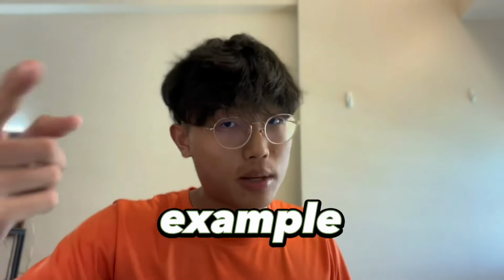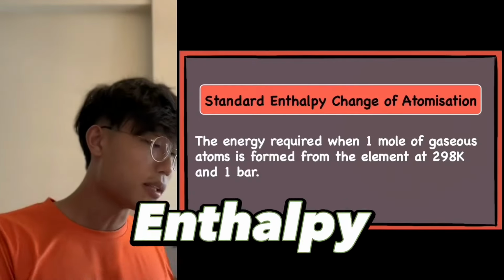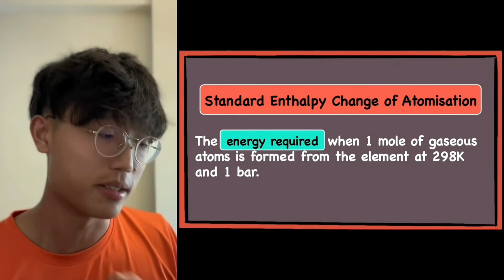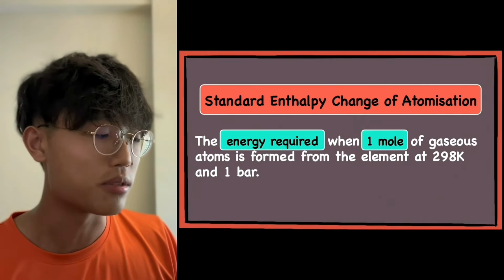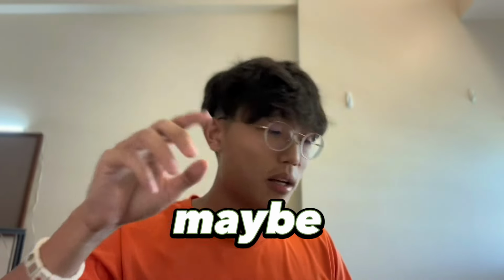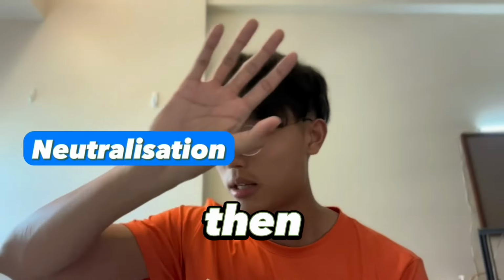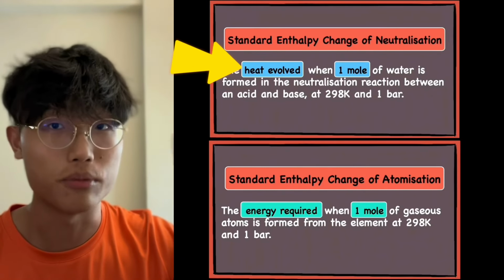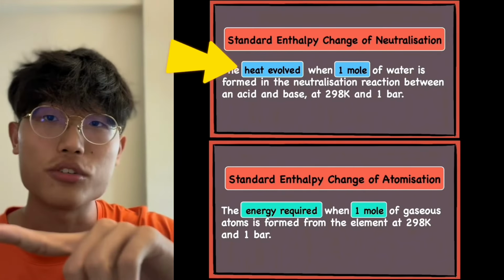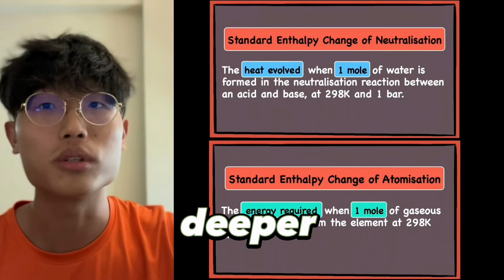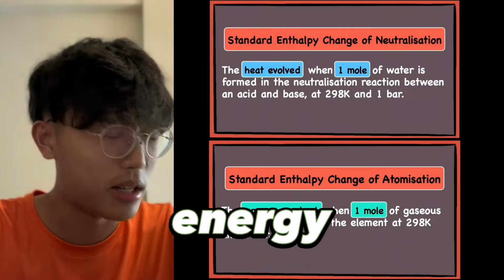Let me give you one more example just to contrast this. Standard enthalpy change of atomization: the energy required when 1 mole of gaseous atoms is formed from the element at 298 K and 1 bar. So let me just compare neutralization and atomization. The difference is that for neutralization, it is heat evolved, but for atomization, it is energy required. Can you see? Now you need to go deeper. So what does heat evolved mean? What does energy required mean?